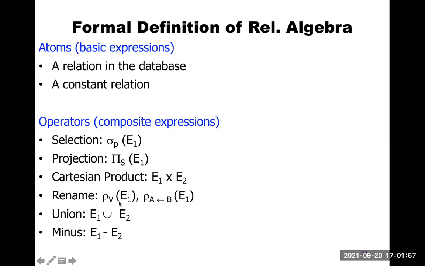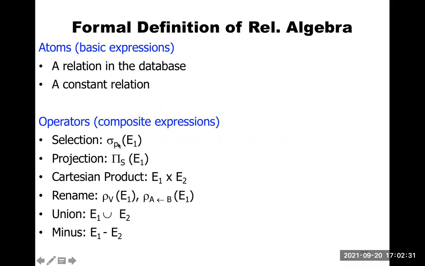Most names of operators come from the Greek alphabet. So selection is the Greek letter sigma, small letter sigma, for S. In an expression, we may apply selection not just to a relation, but to another composite expression. So that's why E1 is here, and in the simplest case, that's just an atom. And P in the index is a condition.